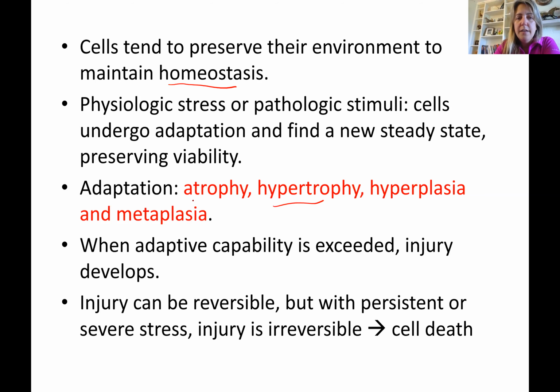So number one is atrophy. Atrophy, I need you guys to write these things down, because atrophy is a decrease in cell size, okay? So the cell used to be this big, now it's much smaller, okay? So a decrease in cell size.